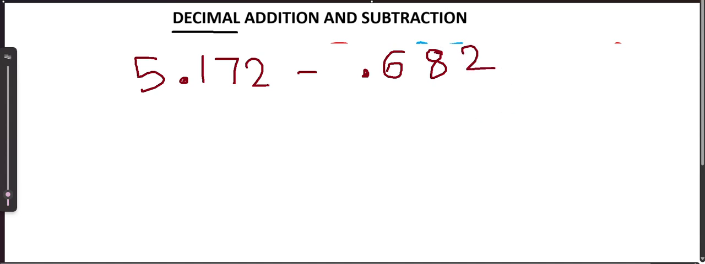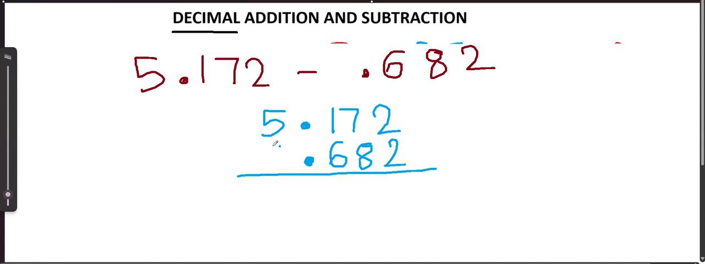Okay, if you know how to do this by yourself, I would definitely encourage you to get started with it. 5.172 is greater than 0.682 because you see before the decimal over here we do not have any value, so that is considered as a 0. My main objective is to put the decimal underneath the other decimal, so that would be 682. I'm filling the incomplete spaces with zeros.